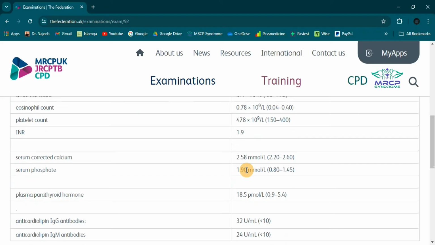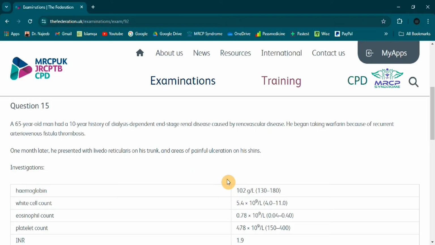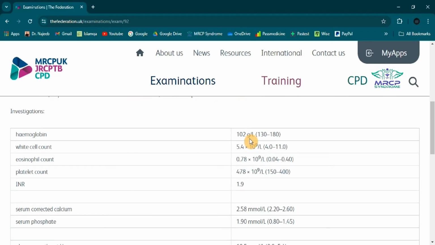Regarding the additional findings, the patient has anticardiolipin antibody positivity, so it may suggest antiphospholipid antibody syndrome, but the levels are relatively low and not definitive for antiphospholipid antibody syndrome. Also, the presence of livedo reticularis and ulceration in the context of recent warfarin initiation and known vascular disease points more towards cholesterol embolization than antiphospholipid antibody syndrome.